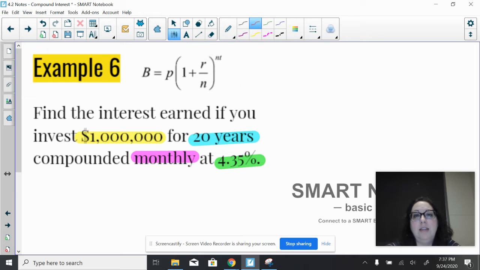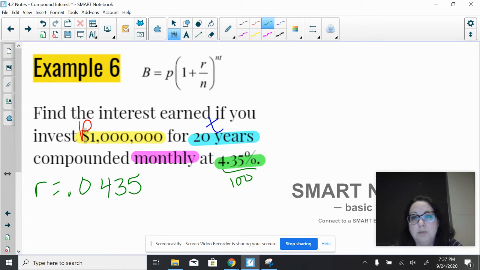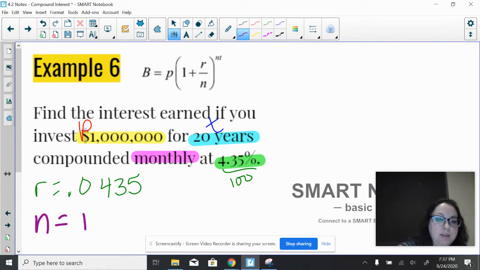So I'm going to go ahead and list a couple things. We know that our principal value is the million. We know that our time value is 20 years. We are going to convert our percentage, and you can go over and convert that on your calculator. It is 0.0435. Trying to make that look more like a decimal. And then for compounding monthly, we're looking for how many times monthly happens in a year, and the answer to that would be 12.